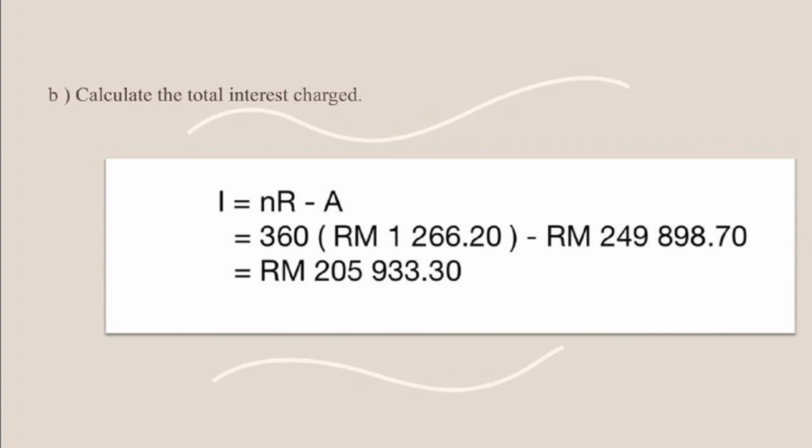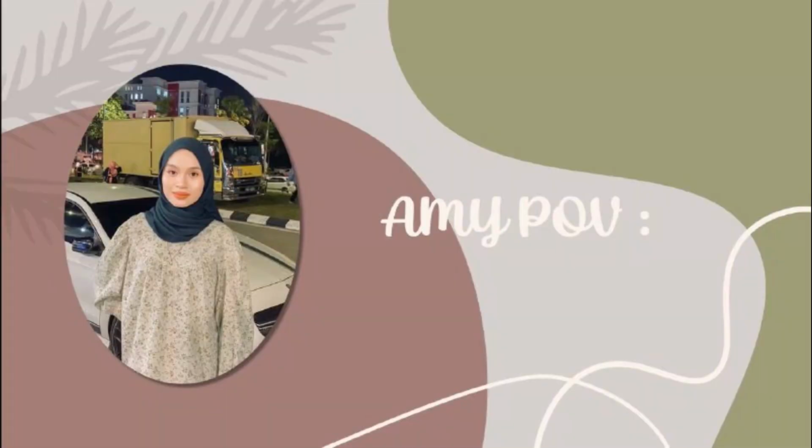284,898.70 ringgit. For question B, calculate the total interest charge, and the formula is I equals NR minus A, which is 360 times 1,266.20 ringgit minus 249,898.70 ringgit, and then you get the answer 205,933.30 ringgit. Alright, thank you.